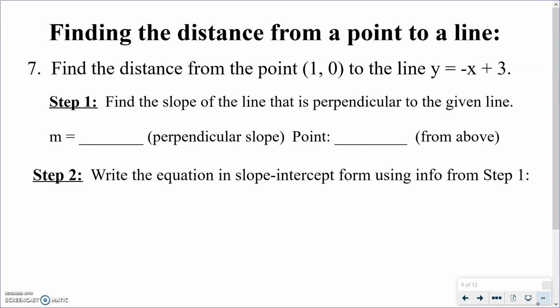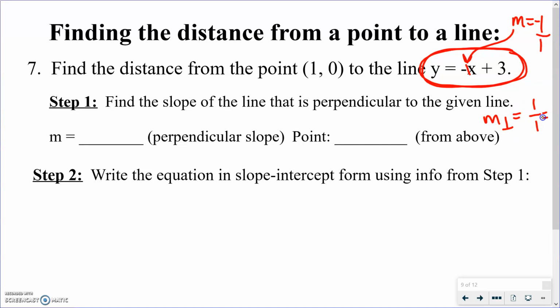And now we're going to do this. So, first thing we're going to do is find the slope of a line that is perpendicular to the line that we're given. So here's our given line. This line right here has a slope of -1, actually. So the slope here is -1. I want a perpendicular slope, so the perpendicular slope is going to be the opposite reciprocal. So this is 1 over 1. Our reciprocal is going to be 1 over 1, or just 1, and it's going to be +1 because that's a -1.